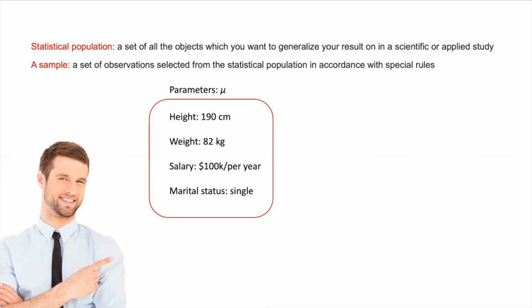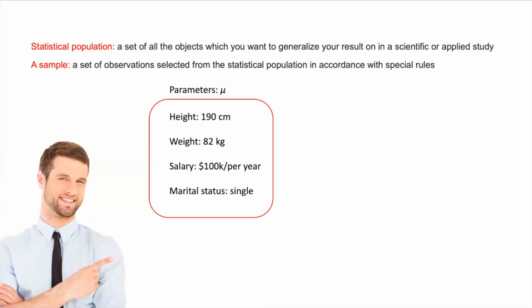Objects in the statistical populations have different properties. In our example, men can have height, weight, salary, marital status, and so on. Such properties are called parameters and are traditionally denoted by Greek letters. The average height of the statistical population is called a parameter. As an example, the average value in the statistical population is denoted by the Greek letter nu.